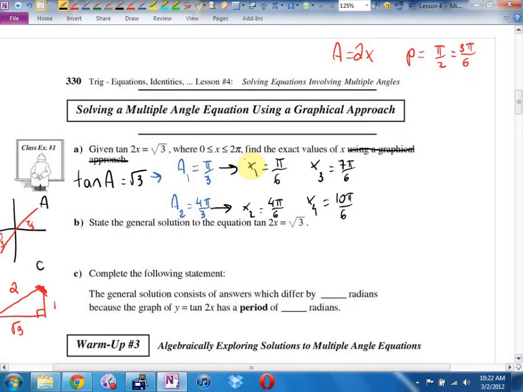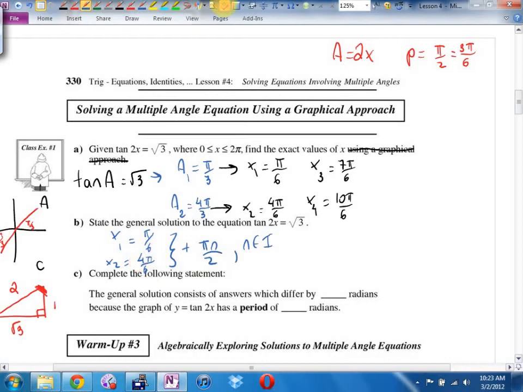Part B says state the general solution. Don't write this down. Normally I would go like this: x1 = pi by 6, x2 = 4 pi by 6, plus multiples of the period, which is pi by 2, by the way. And I would not take marks off if you did that. I would give you full marks. But can you see this one here is redundant? Because when I added the pi by 2 to the first root, it gave me the second one anyways.